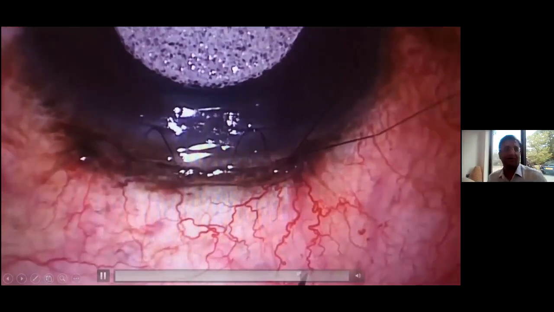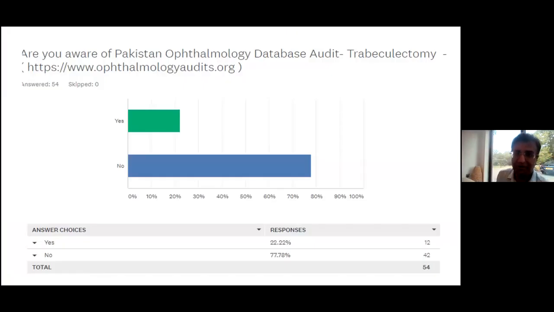And that brings me to my last question: are you aware of the Pakistan Ophthalmology Database Audit? Also, we call it PODA. This is something that BPOS is offering free to all Pakistani ophthalmologists who do TRAB. This is the website, ophthalmologyaudits.org. And if you go onto this, you have to register yourself for patient data confidentiality. Once you're registered, you will be able to put in your TRAB outcomes in a cross-sectional as well as in episode manner.